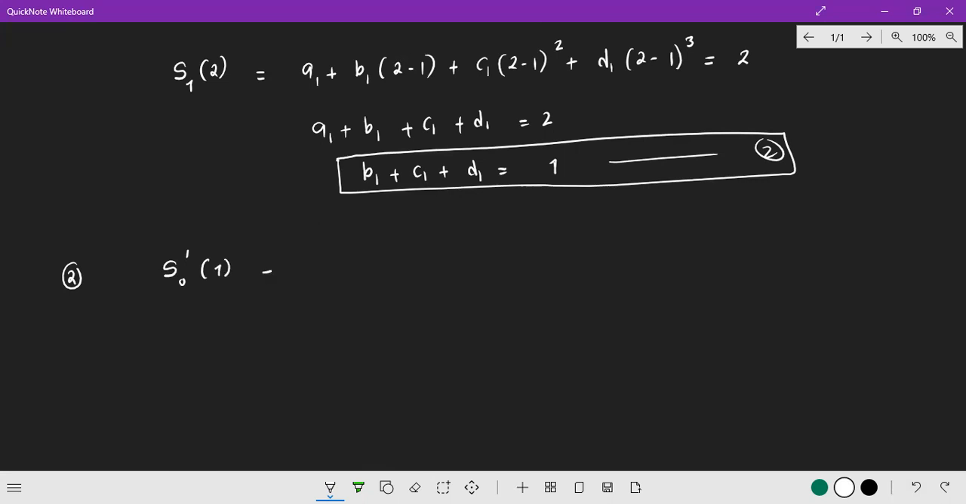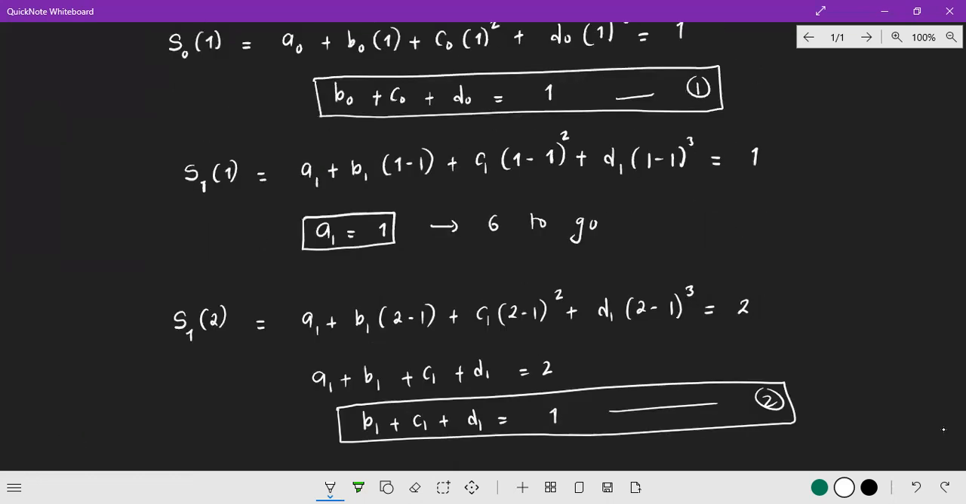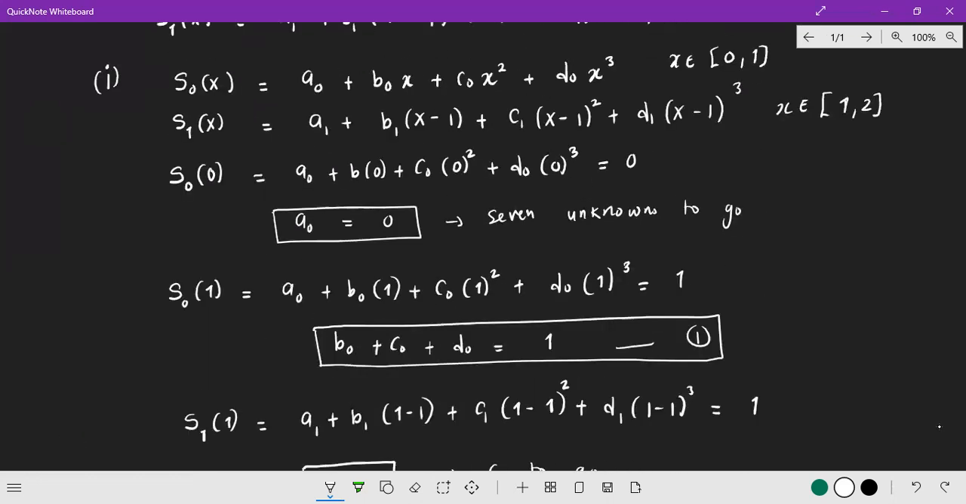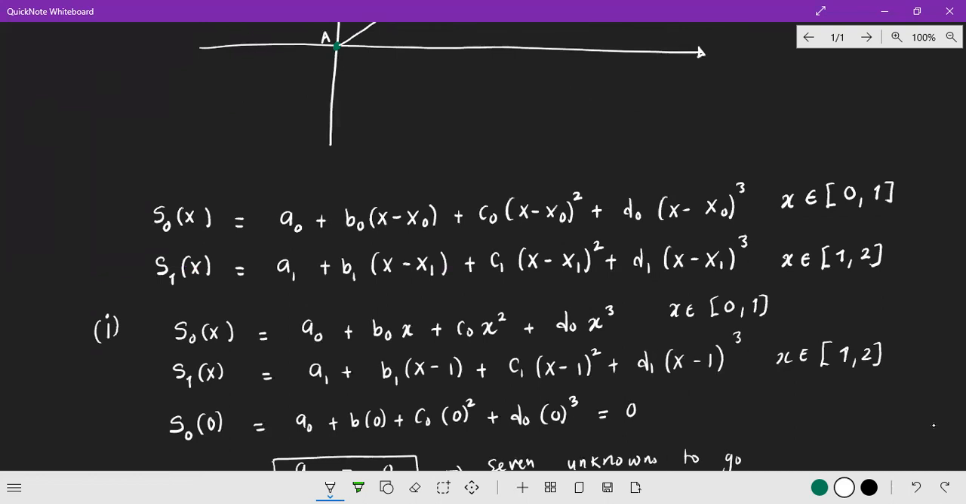That common point must be equal to the derivative of S1 at the same point. Okay, so let's go ahead and find the derivative of each. First of all, we find the derivative of S naught, S prime naught of x. So we're going to differentiate this one here.